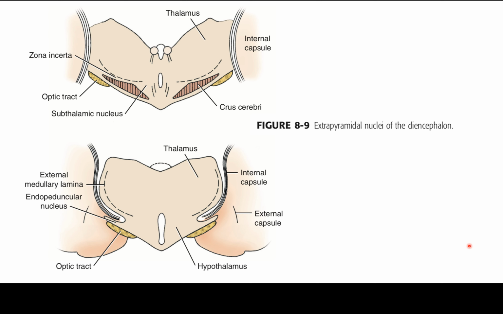Mesencephalon. The two well-defined extrapyramidal nuclear areas in the midbrain are 1. The substantia nigra and 2. The red nucleus.